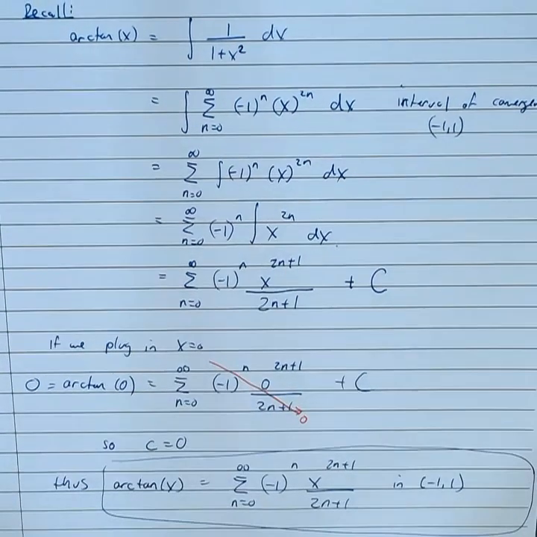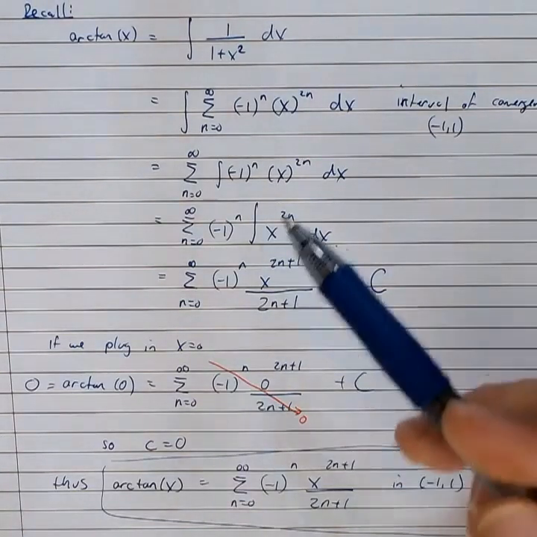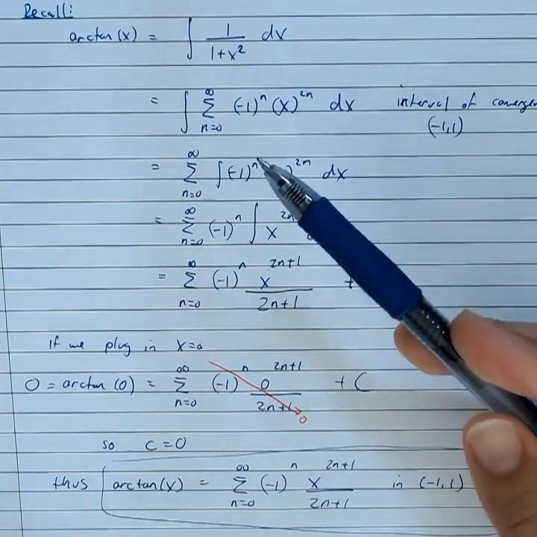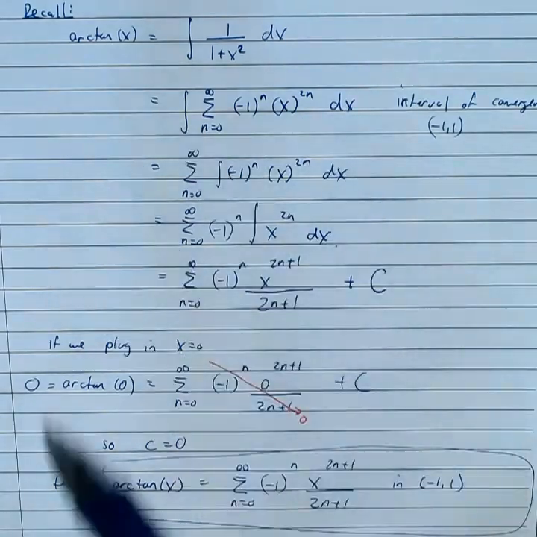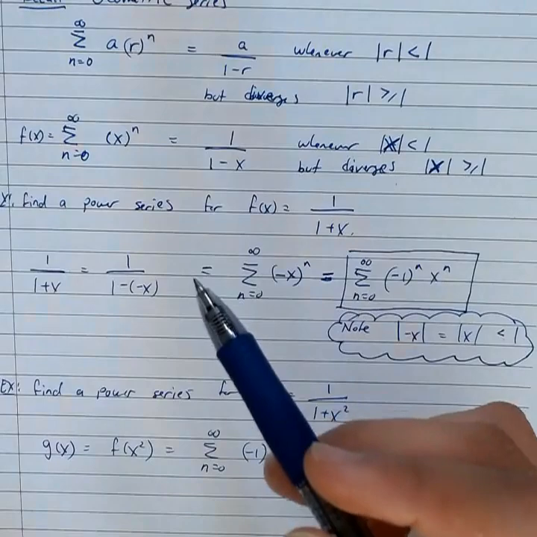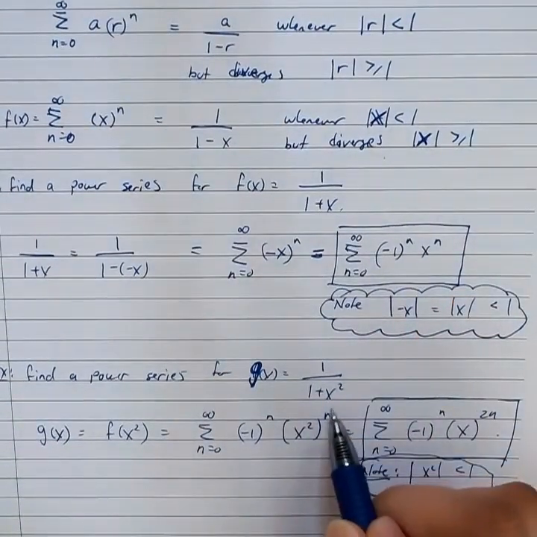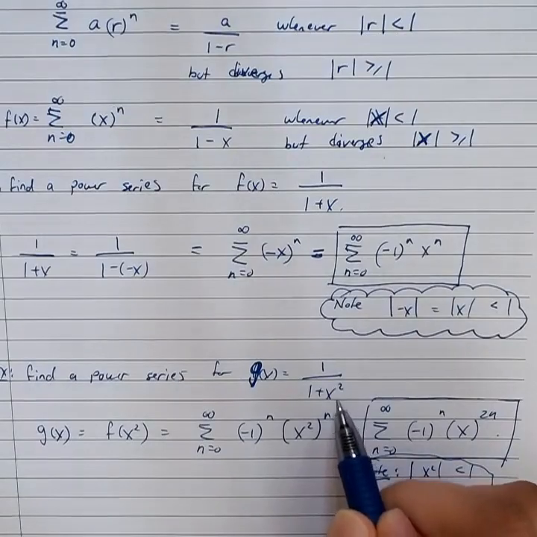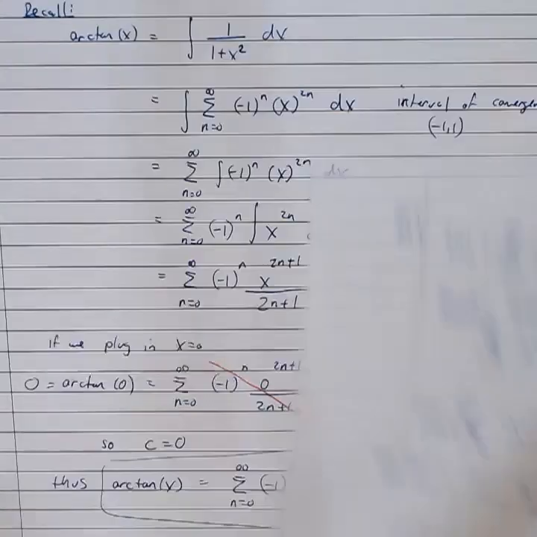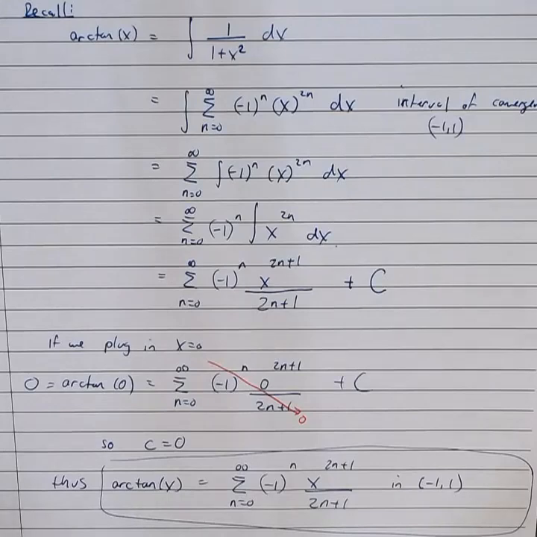And that's our power series. Now, every series that we've seen so far has been centered at 0. The arctangent, 1 over 1 plus x, 1 over 1 minus x, 1 over 1 plus x squared. None of them have been x minus c. They've all just been x, which means the center is 0. Let's take a look at a couple of examples where our center is somewhere else.